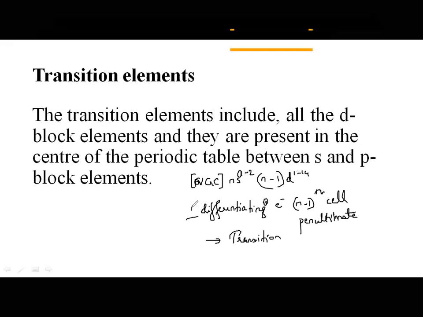This is one reason why they are called transition. The second reason is, I can show you here, when you are seeing the periodic table, there is a transition.